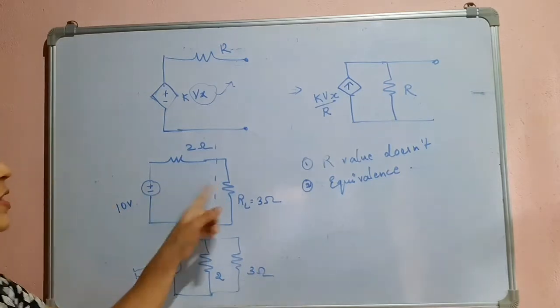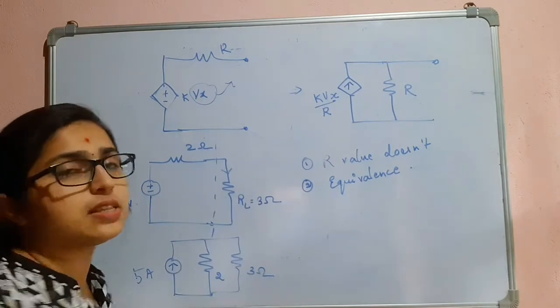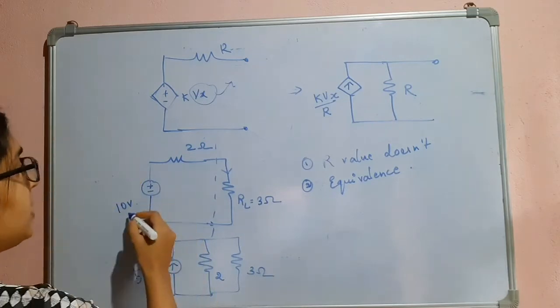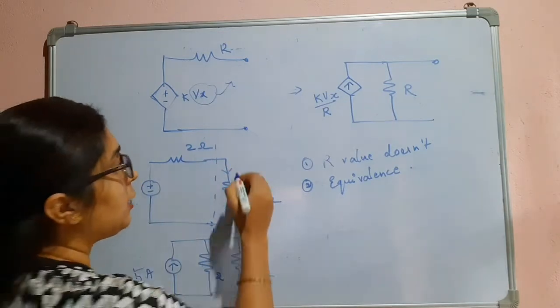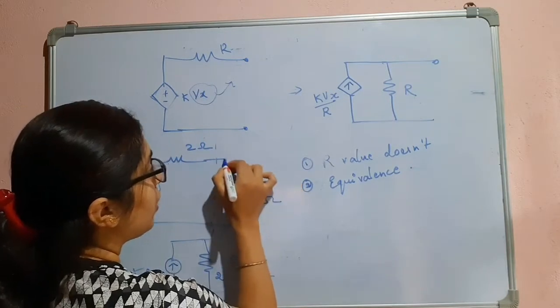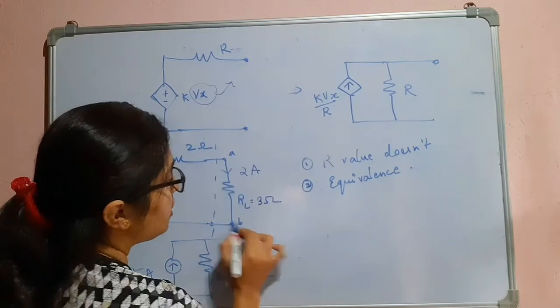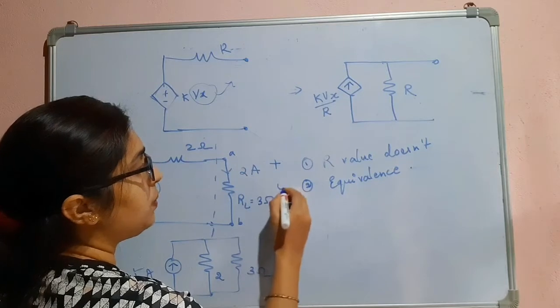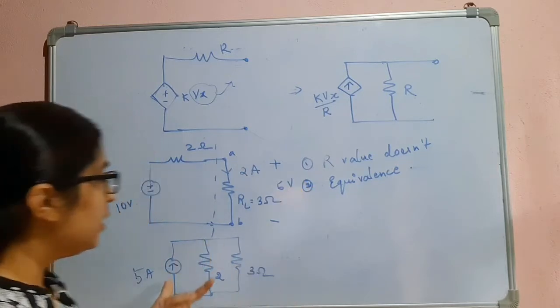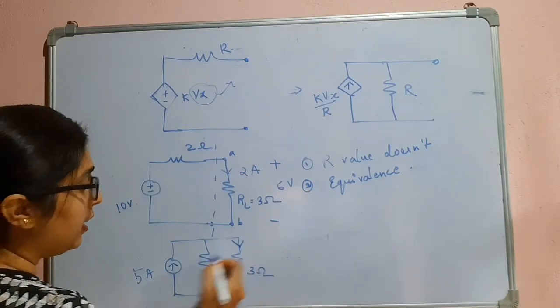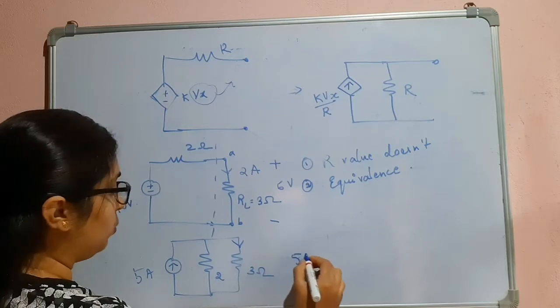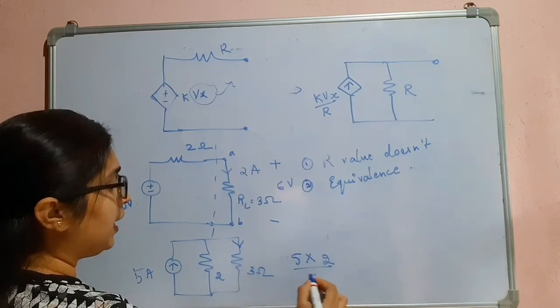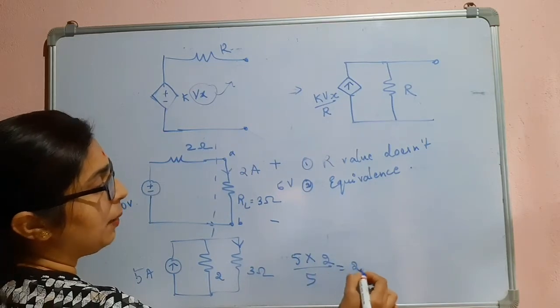Okay, so what was the current flowing through this load resistor? We can say 10 divided by 5, that was 2 amperes. If I consider these as terminals, 2 amperes, and the voltage across this will be 6 volts. Now we can see what the current is. You can use the current divider rule: 5 into 2 divided by 2 plus 3, 5, 2 amperes.